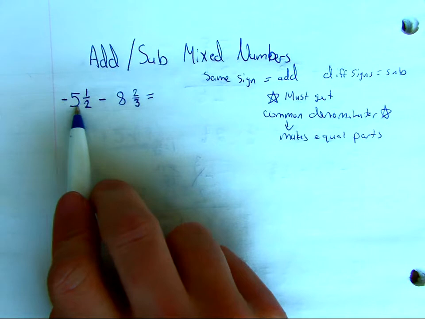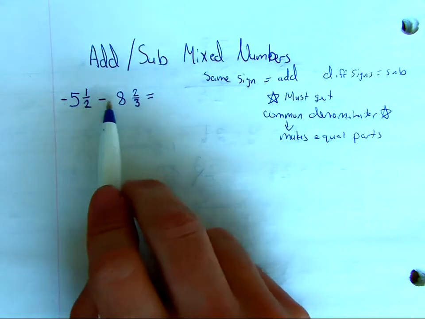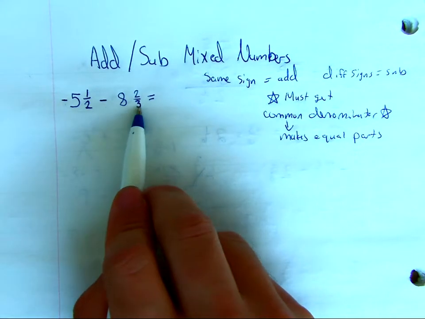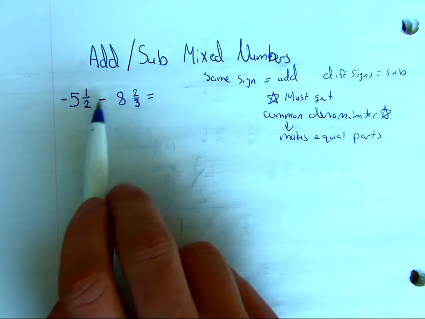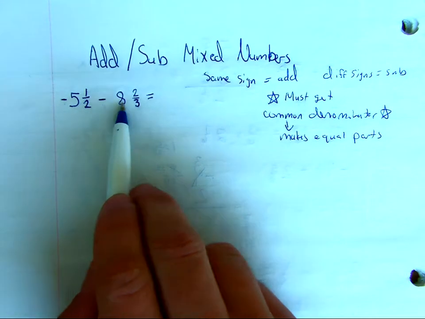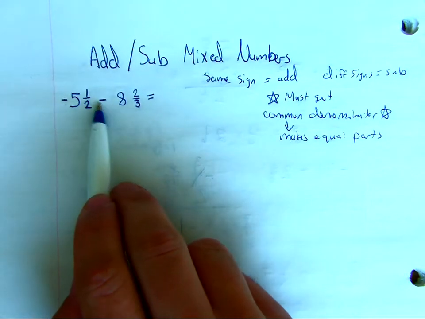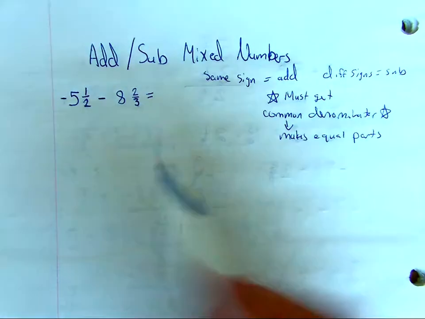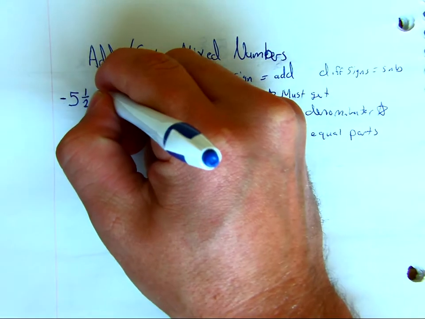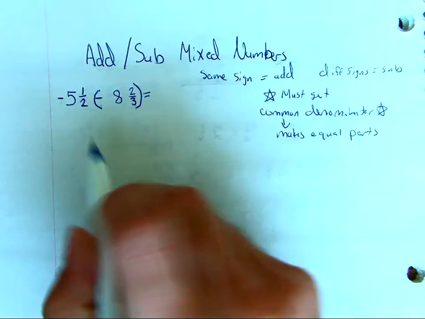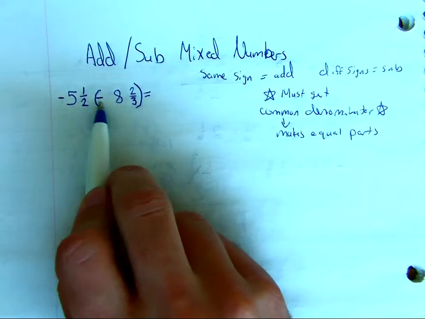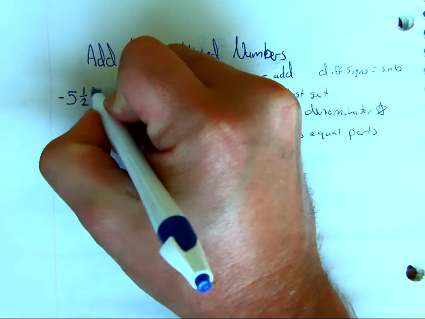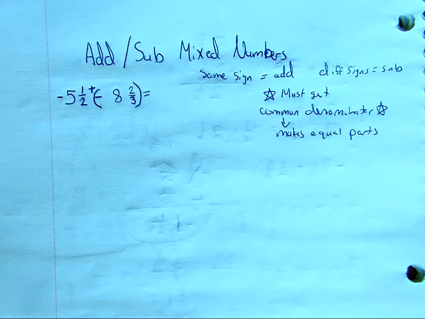So here I have a negative 5 1/2 minus 8 2/3. Now previously we've talked about that minus 8 2/3, a minus sign and a negative sign are the same thing. You can never tell the difference because they mean the same thing. So subtracting actually makes this into a negative number. So I have a negative 5 1/2 and a negative 8 2/3. I got to add those together.